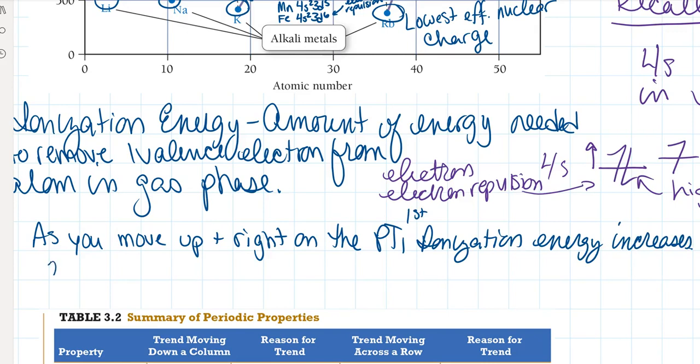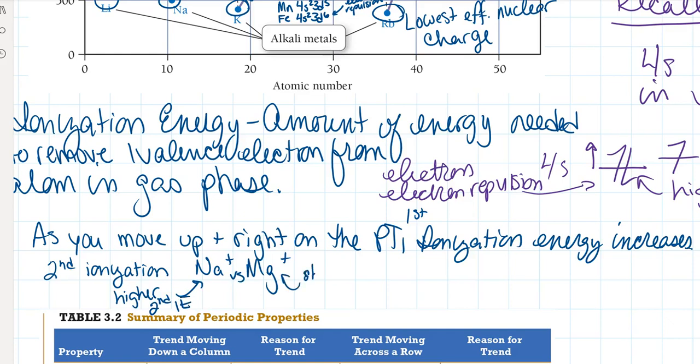For example, if we take a look at the second ionization energy, we'll see that sodium has a way higher second ionization energy than magnesium does. And this is because the sodium ion is already at its noble gas configuration, whereas the magnesium ion still has one valence electron. So you'll start to see that you need to adjust how you think about the second and third and fourth and additional successive ionization energies.